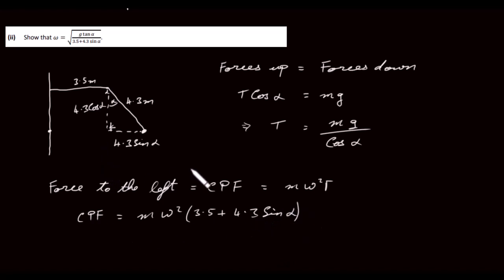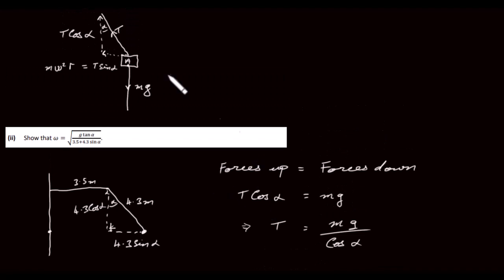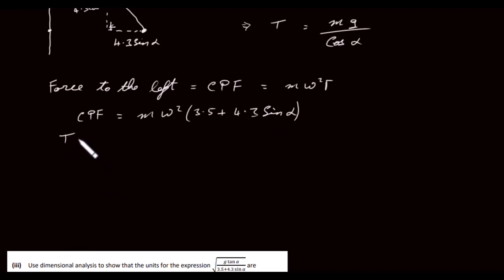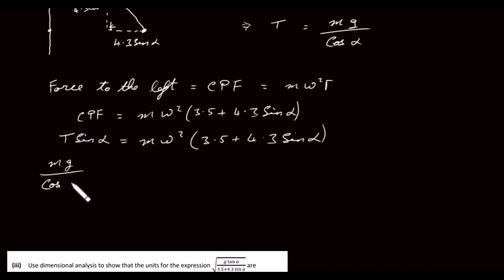We know that our centripetal force must be equal to T sine alpha. So T sine alpha must be equal to m omega squared times 3.5 plus 4.3 sine alpha. But we know from up here that T is equal to mg over cos alpha. So we can just substitute that in. So we've got mg over cos alpha times sine alpha is equal to m omega squared times 3.5 plus 4.3 sine alpha.